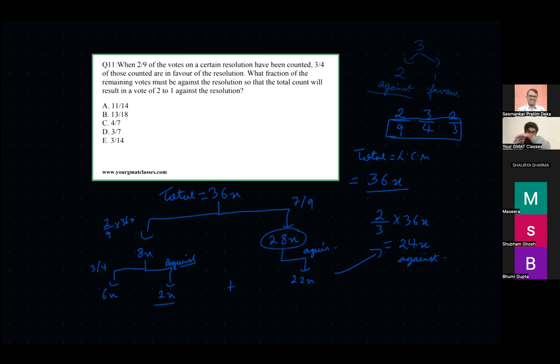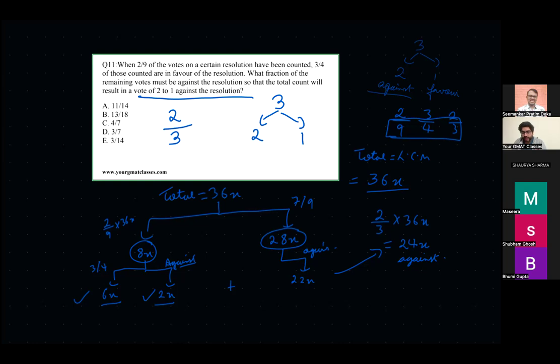Yes. And I know that 3/4 have been in favor out of this 8x. So that means 6x have been in favor, 2x have been against. Is it clear till here? Yeah. So how many total do I need? That is given. In total, I need 2 to 1 against. So 2 to 1 means what, Bhumi? That if there are 3 votes, I need 2 against and 1 in favor. That's what it means. Yes, 2 against, 1 in favor, that's the odds, right? So that means out of every 3 votes, I need 2 of them against the resolution according to the question. Is this clear? Okay.